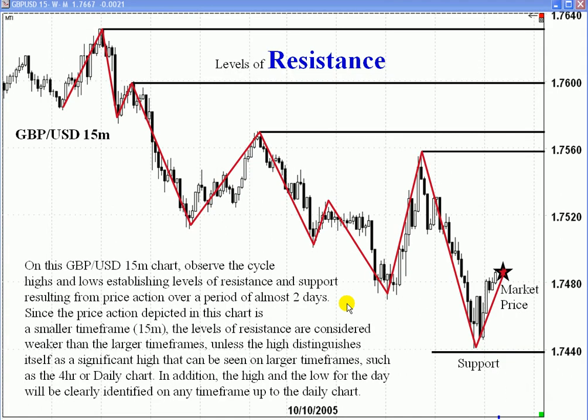Taking it even lower now, this is a 15-minute chart. As the price cycles or price swings, we are making lower highs and lower lows, lower highs and lower lows, lower high and lower low. Market price is currently here. If we are bullish, we are going to have to contend with these interim or intraday highs and move above them if we want our trade to continue to pay.